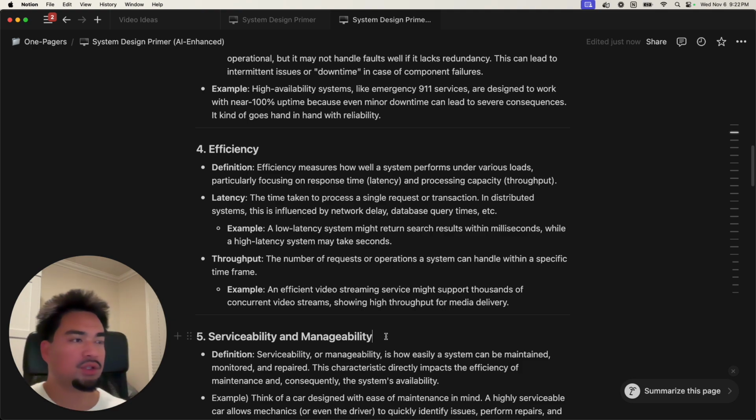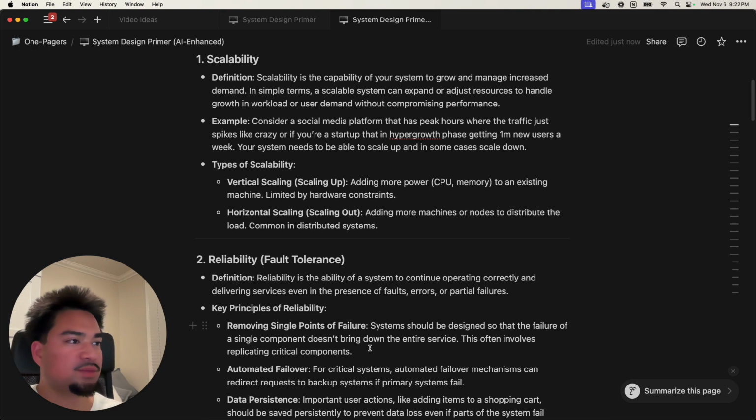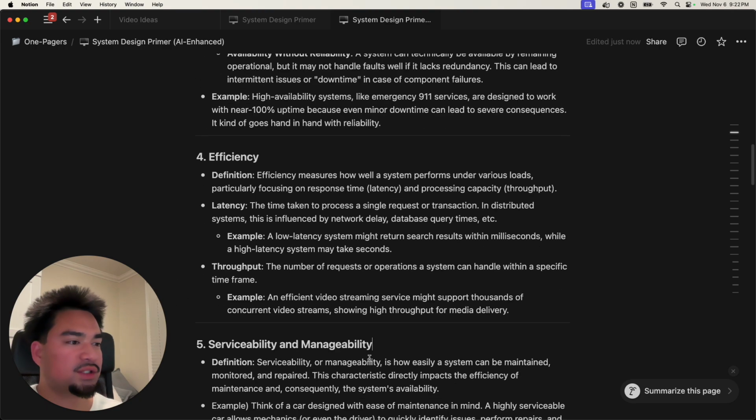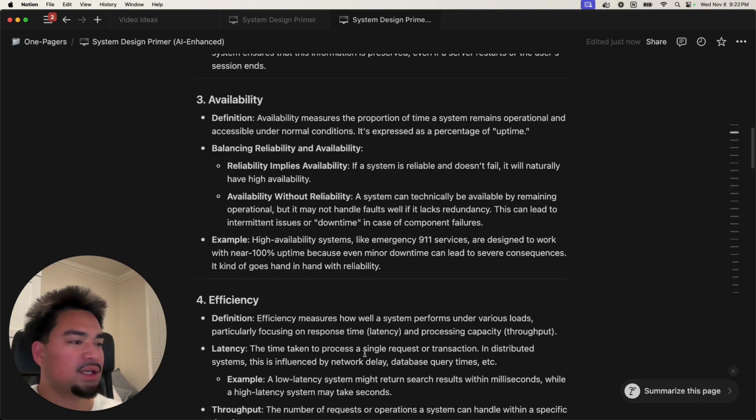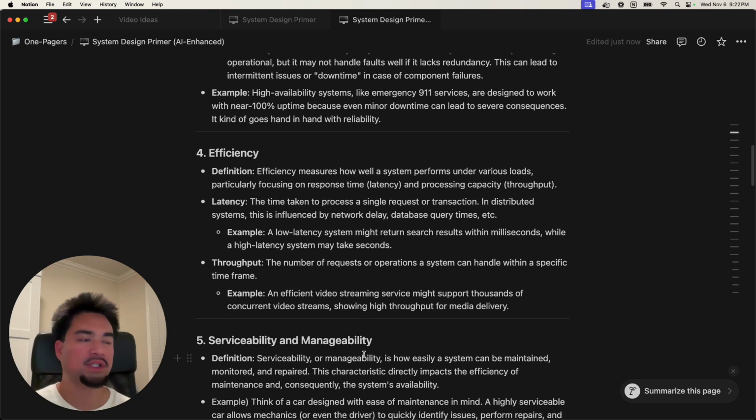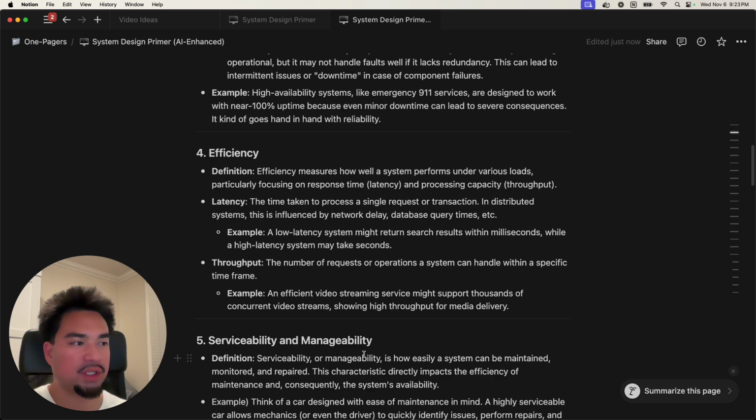Efficiency. The first characteristics pretty much involve how your system... let's get into efficiency. I was going to say something there, but it probably wouldn't have made sense. So, the definition of efficiency is measuring how well a system performs under various loads.